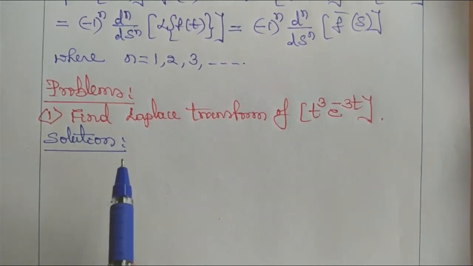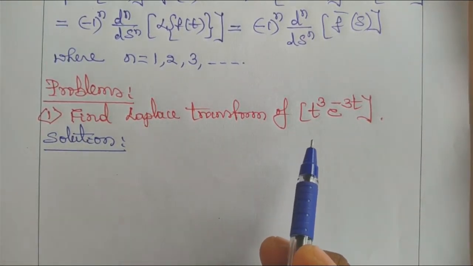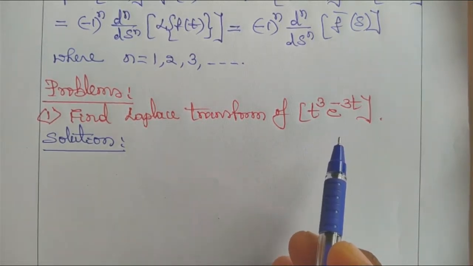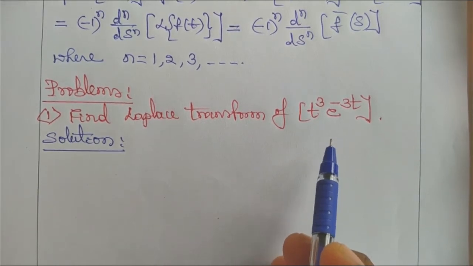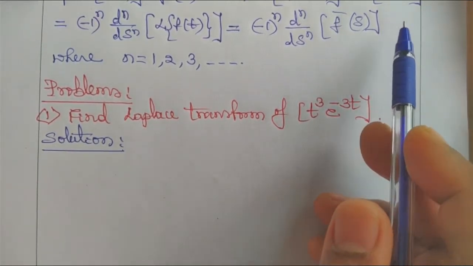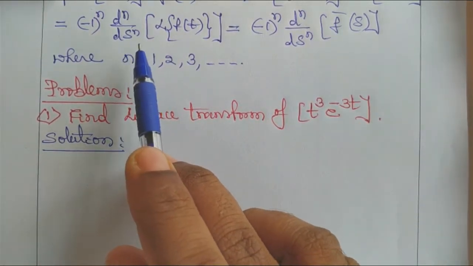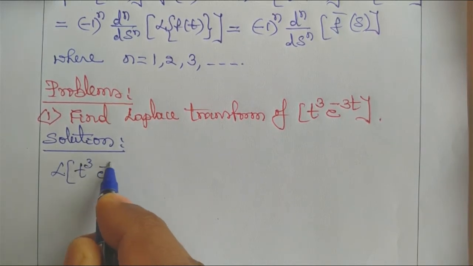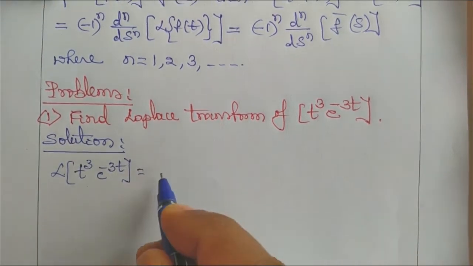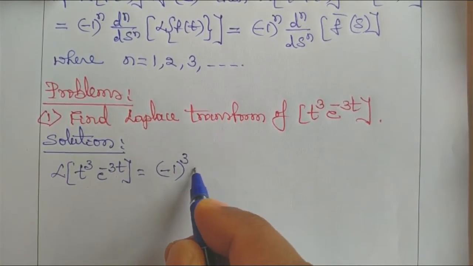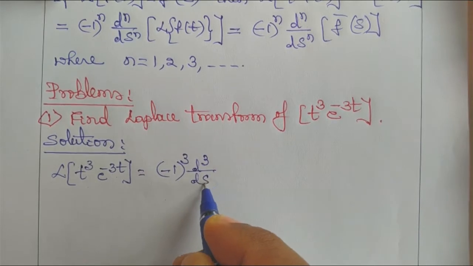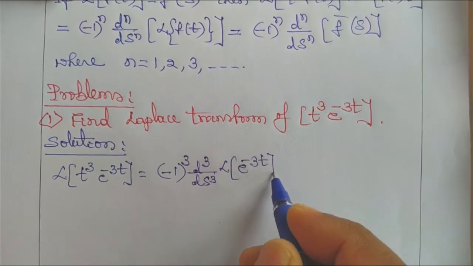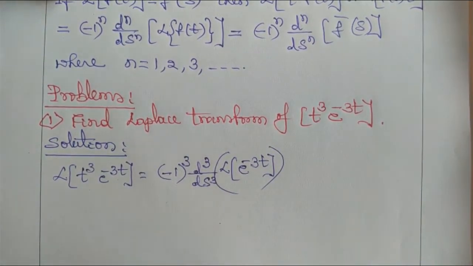that is, find the Laplace transform of t cube e to the power of minus 3t. Find the Laplace transform of t cube e to the power of minus 3t. So how to write it? Just now you studied t to the power of n means minus 1 to the power of n. So similarly here, Laplace of t cube e to the power of minus 3t can be written as minus 1 to the power of 3 d to the power of 3 divided by ds to the power of 3 Laplace of e to the power of minus 3t. This is the formula according to that.